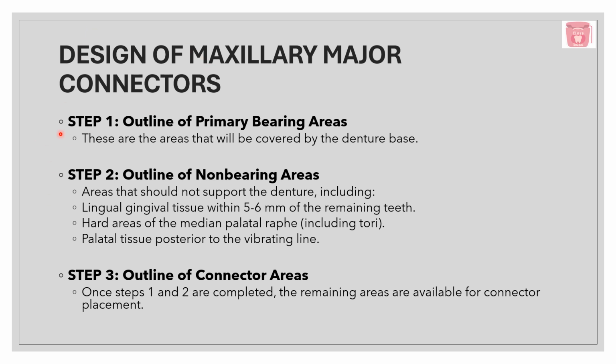Design of maxillary major connector. There are 5 steps in designing a maxillary major connector. The first one is that you need to outline the primary denture bearing areas where you need to place your missing teeth, or the phantom teeth. There are 3 areas that will be covered. These are the areas that will be covered by the denture base.